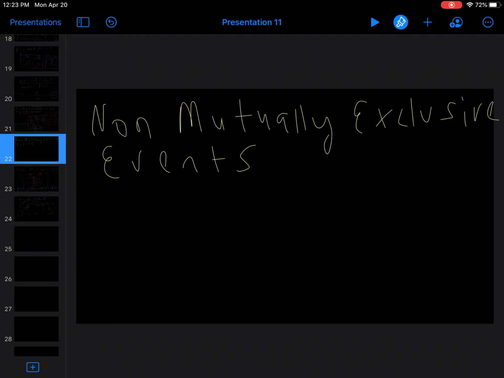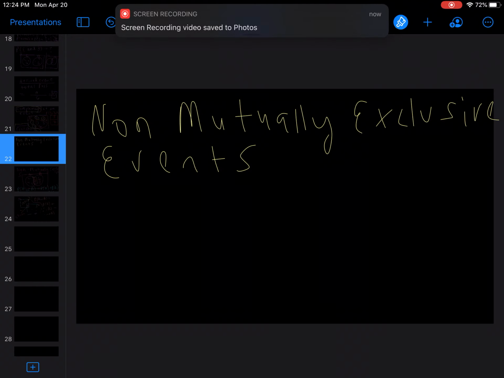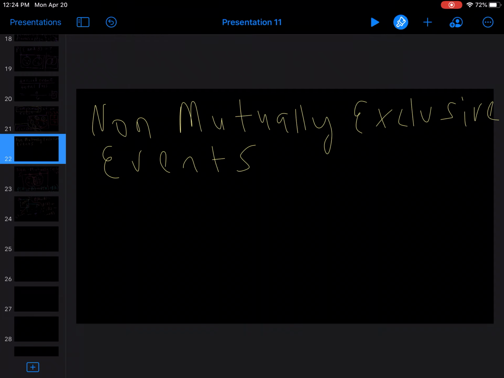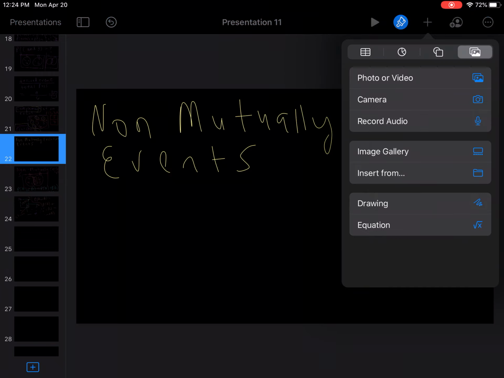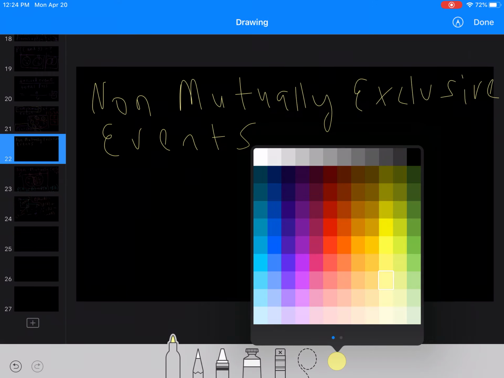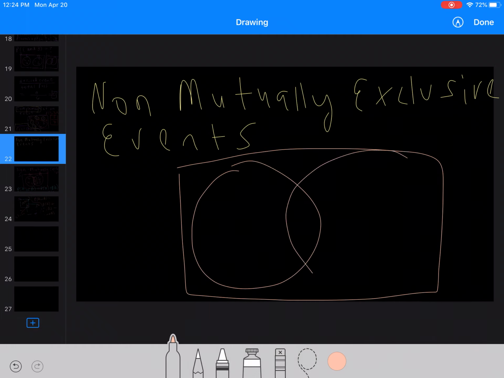So what we're going to look at in this video is independent probabilities and non-mutually exclusive events and how to calculate those probabilities. So let's just look at a set here. Imagine we have set A and set B, and there's an overlap between the two sets. So these are non-mutually exclusive events because there's an overlap between the two sets.